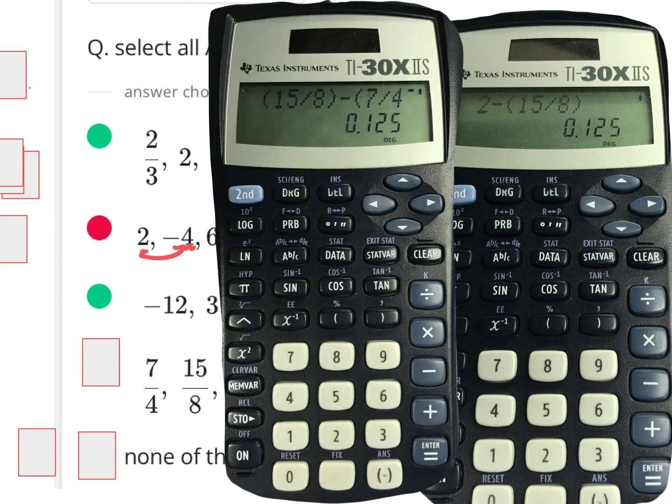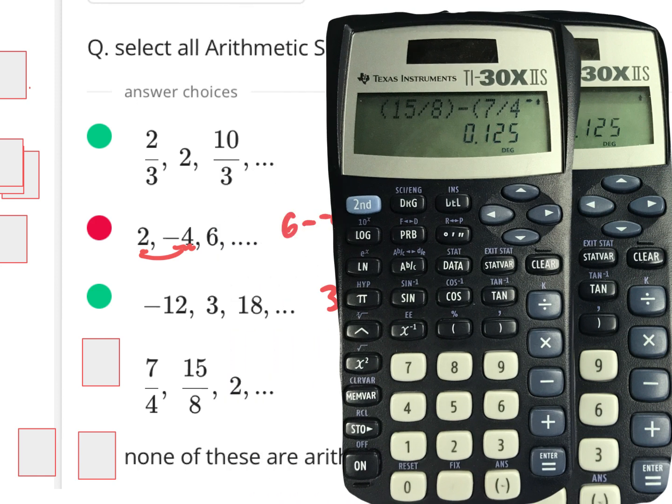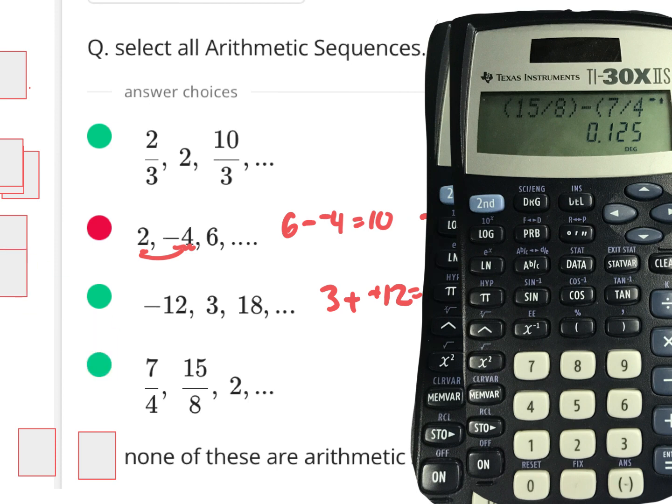And as you could see, I did use parentheses. Open up some parentheses, 15 divided by 8 close parentheses, minus parentheses 7 divided by 4 close parentheses. It cut it off when I hit equal. But anyways, it's the same exact answer. Common difference is 0.125. So this is arithmetic as well. So 3 of these 4 were arithmetic, because 3 of the 4 had a common difference. Let's move on.